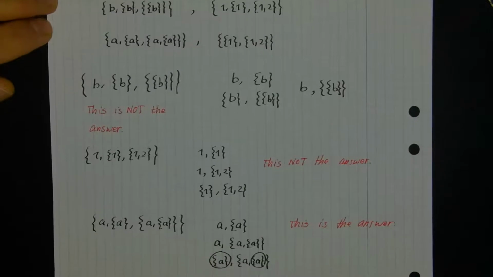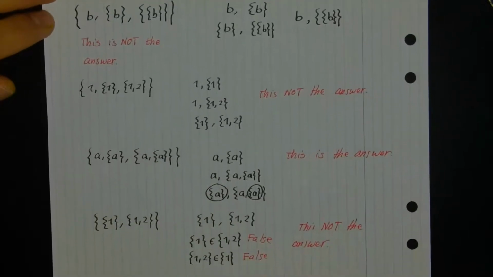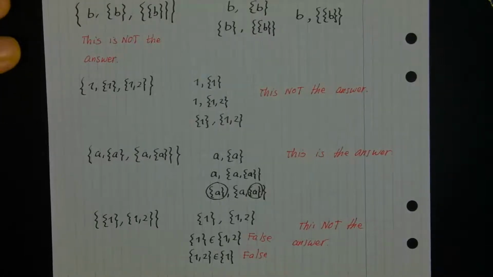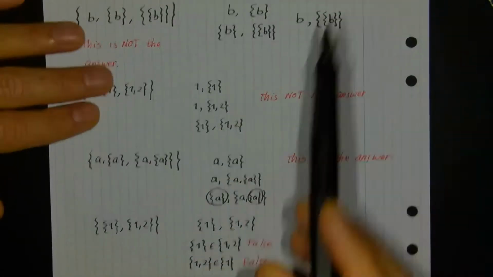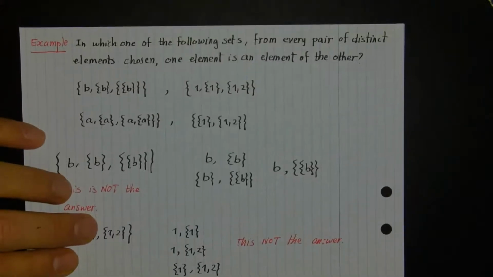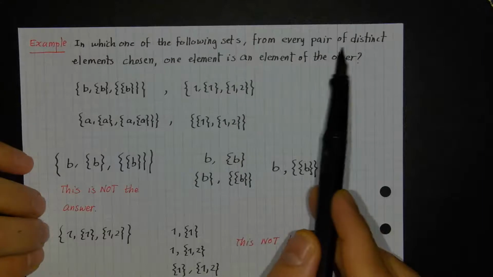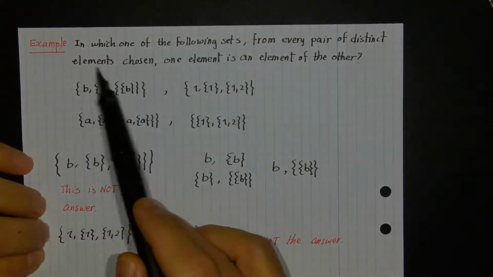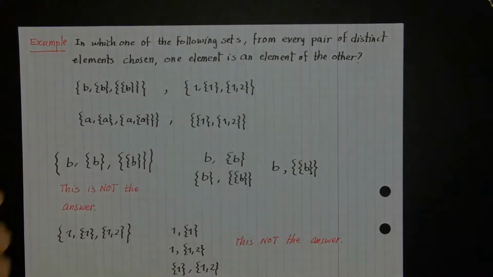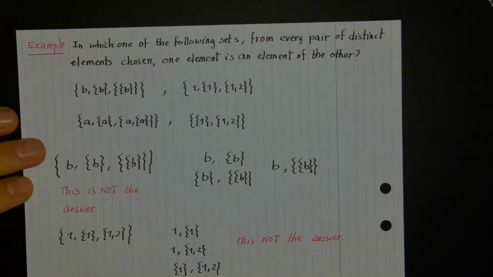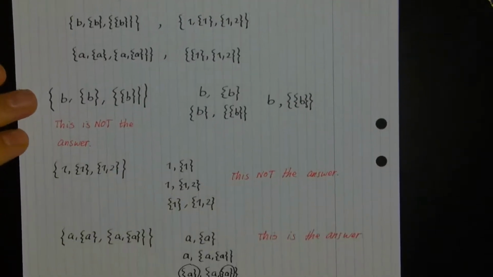I thought the question is, in which ones is there at least one pair? I don't know. Hopefully what I have written in English words is correct, because I have written: in which one of the following sets, from every pair of distinct elements chosen, one element is an element of the other one. The containing thing we haven't studied yet. That is called subset. I will hopefully talk about that today, but we haven't started that concept yet.